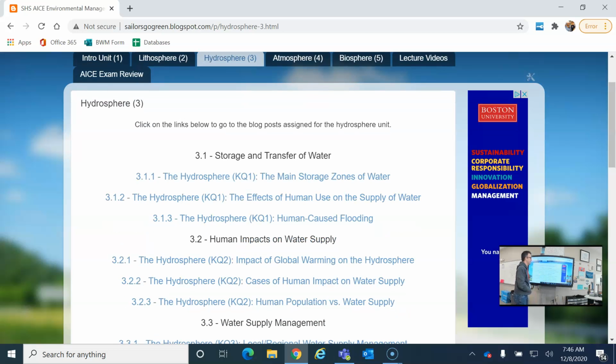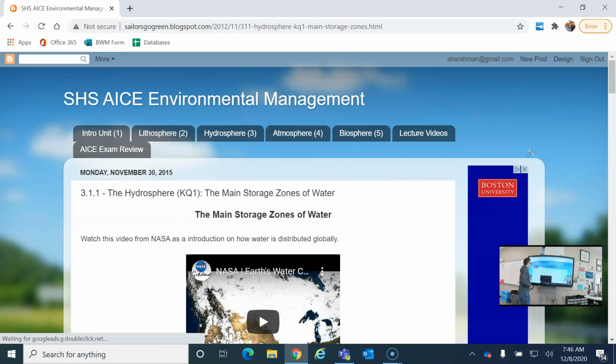I know we've done a lot of work already on the case studies. I think when I wrote this blog, I usually did the lecture and then we did the case study, so you might see some stuff saying you're going to see this in the case study later, but you've already done those. So it's good though, and we will get started with 3.1.1, which is key question 1, the main storage zones of water.